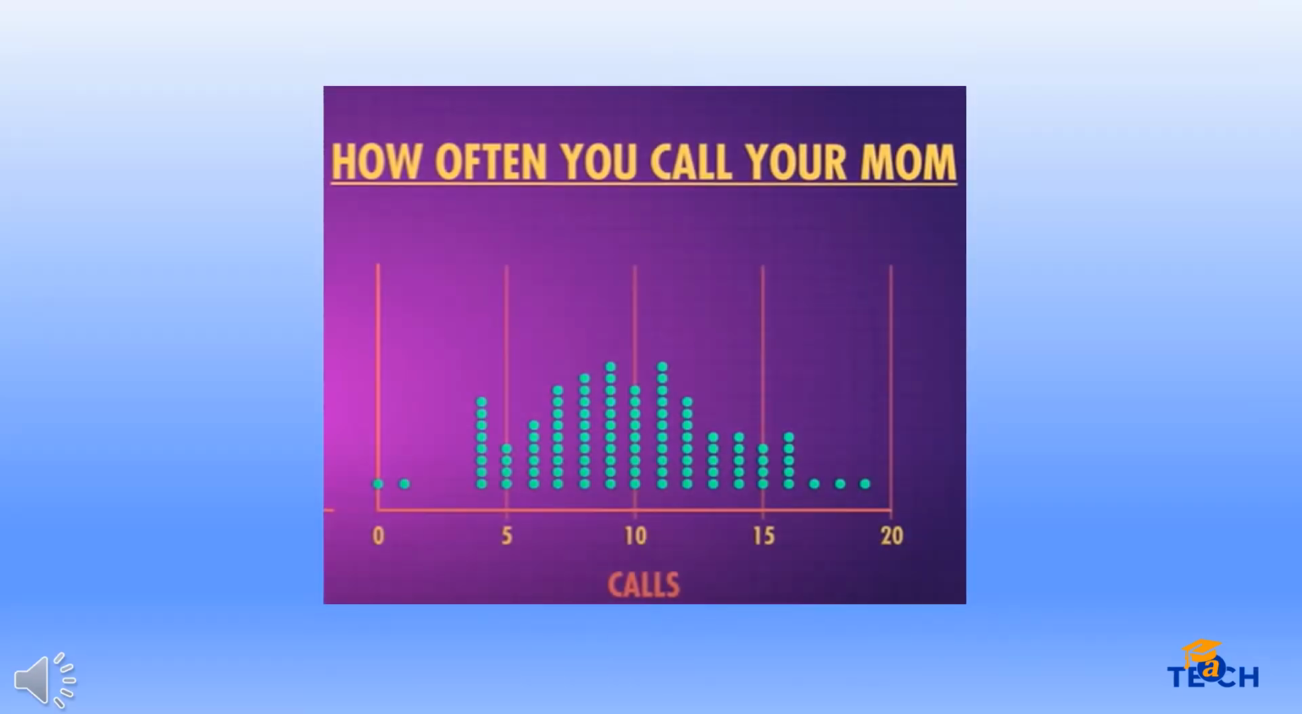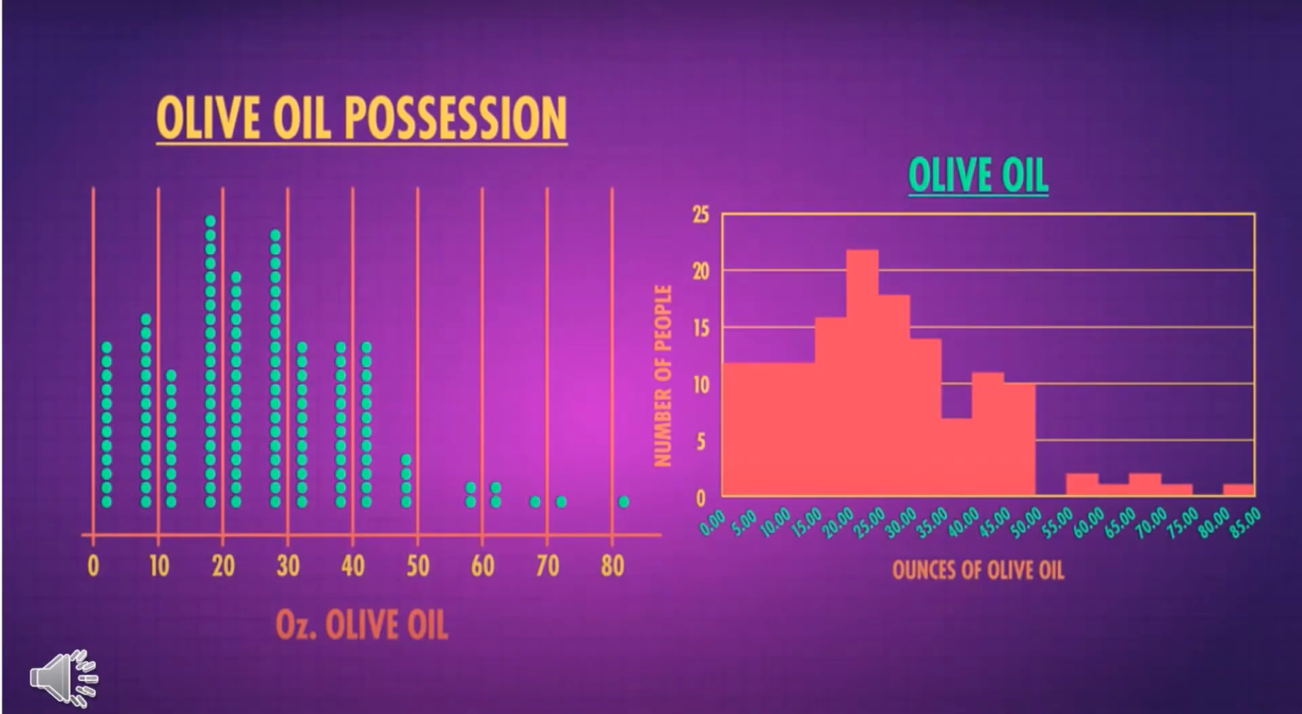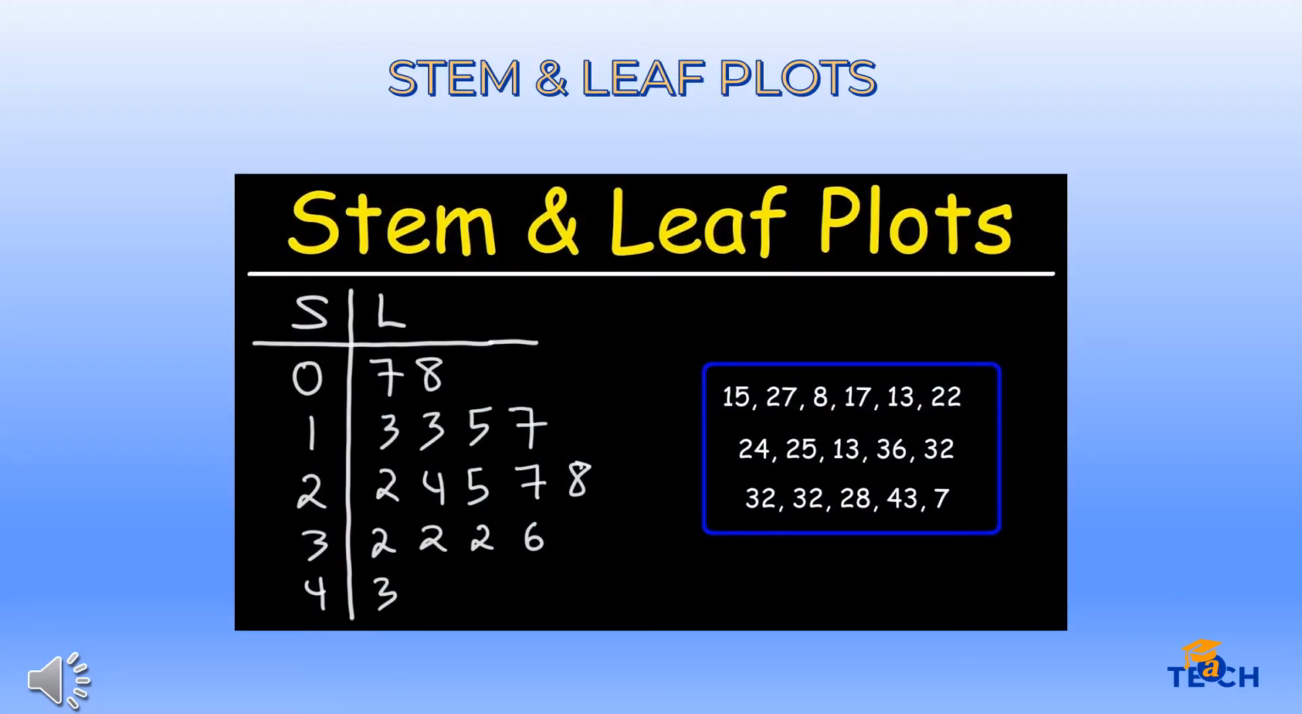Unsurprisingly, it is similar to the histogram for that data. Or look at this dot plot of how often the sample of people called their moms this month. This gives us a nice way to explore the general shape of our data. But we still lose information about the individual data values, just like with the histogram. Occasionally, we want that extra information. Enter the stem and leaf plot.